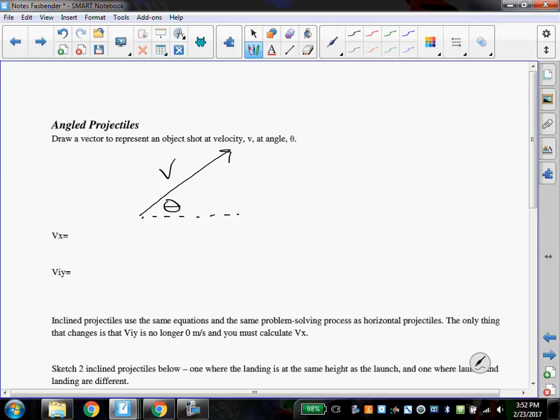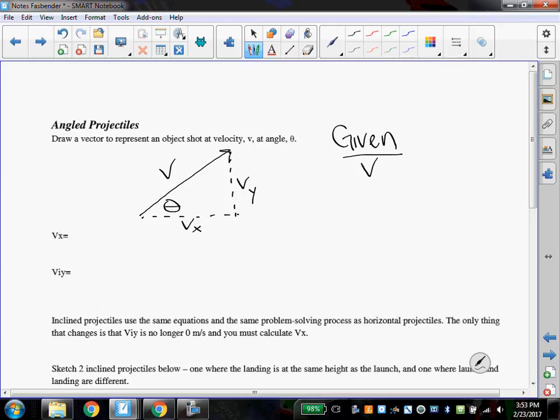We're not shooting them horizontally anymore. What that means is that the velocity given to us, because remember, often what we're given in these problems is the initial velocity, is no longer just in the x direction like it was before. Instead, there is a component of it in the x direction, but there is also a component of this velocity in the y direction. So before we start the problem, we need to calculate the amount of the initial velocity in the x direction and the amount in the y direction.